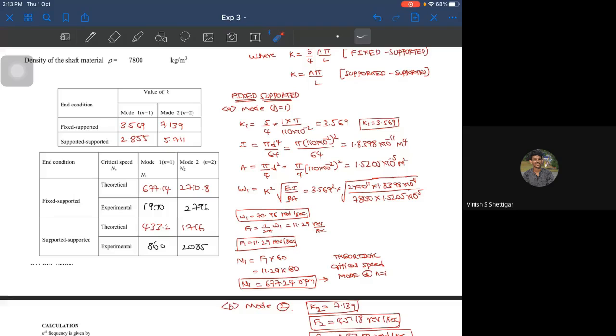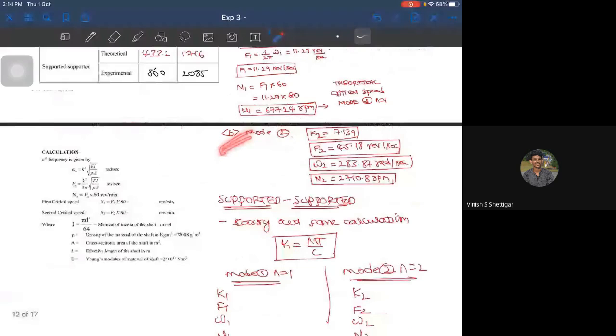Now, the experimental value you will get in the experimentation itself, as I have said. While the resonance is observed, kindly note down the speed. That is your experimental value, and here is the theoretical value. All these calculations can be performed for mode shape 2 also. Just substitute the constant formula and the support conditions. The end condition of the shaft can also be calculated. The calculations are the same, except for the value of K. K is not 5/4 n pi by L, it is just n pi by L.